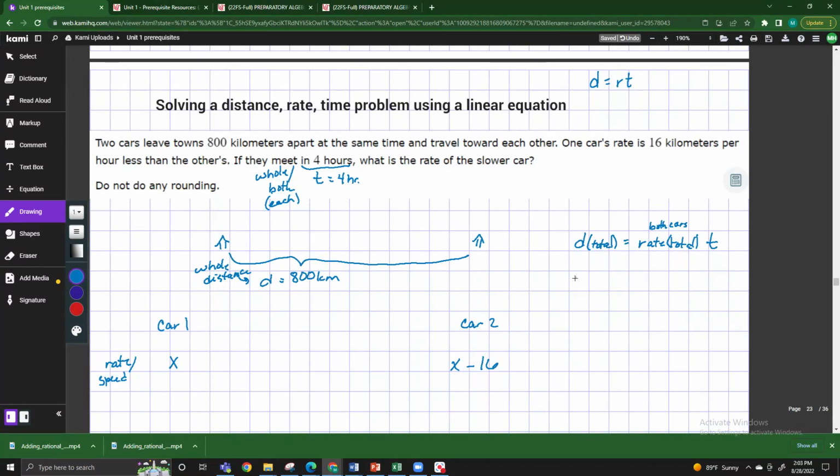All right, so we can do 800, we know that, equals the rate of car 1 plus car 2. So this is going to be X plus X minus 16. So car 1 plus car 2. Okay, because they're working together when we're thinking about that. The time, the total time is 4 hours. All right, so that has taken all of the information and brought it down to the one equation that we're going to be solving.